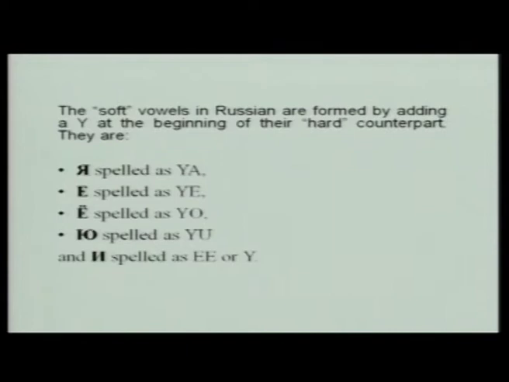The soft vowels in Russian are formed by adding a Y at the beginning of their hard counterpart. Let us find out how they are spelled. Ya, Ye, Yo, Yu, and E, which we can give you an example of by combining two Es of English or a single Y. Let us repeat them once again. Ya, Ye, Yo, Yu and E.